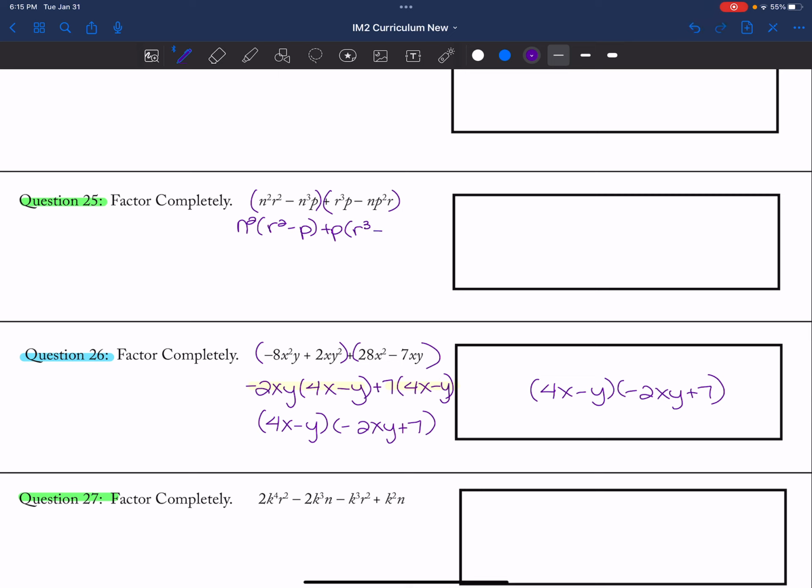That gives me r cubed minus npr. So that doesn't actually work. Okay, so we have to rearrange this somehow. Let's see how we rearrange this.